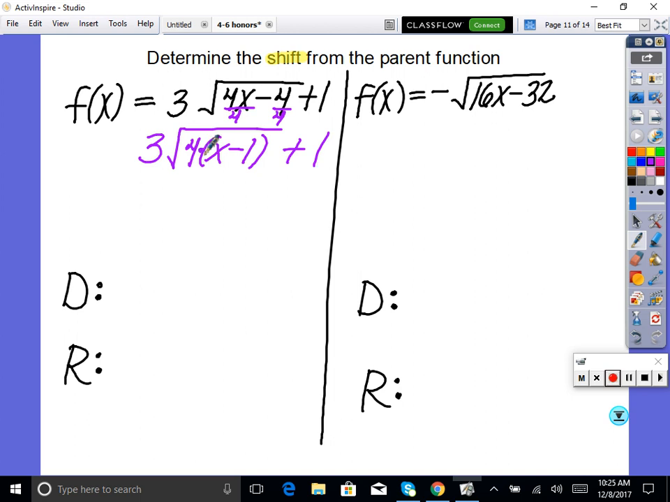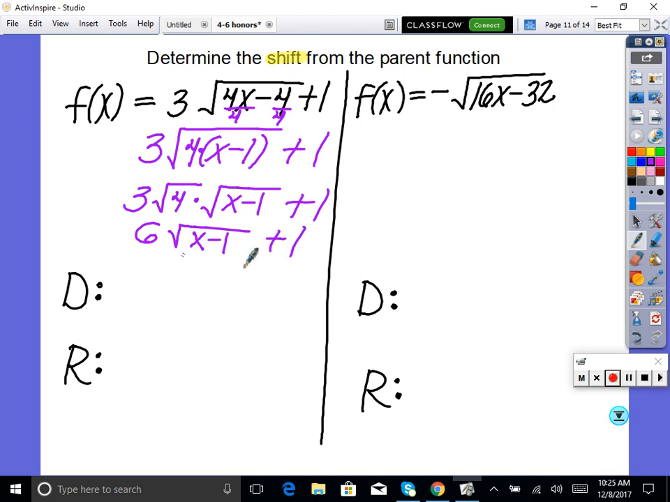Yep, so now because this is multiplication, it would be appropriate to say we have the square root of 4 times the square root of x minus 1. Because we know if they were separated like this, we could put them together. So that means we can break them apart. So isn't that 3 times 2? 6 square roots of x minus 1 plus 1.